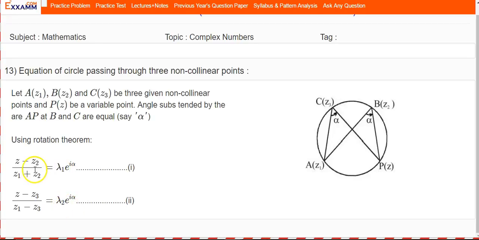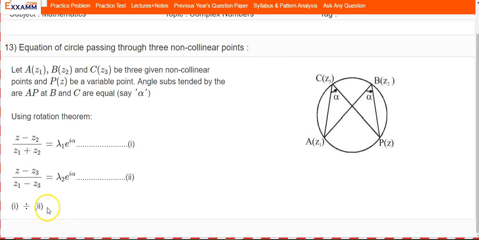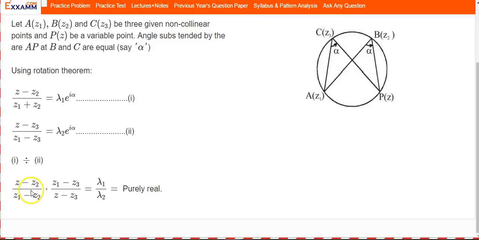Now since we are dividing 1 by 2, what do we get? We get (z minus z2) upon (z1 minus z2) multiplied by (z1 minus z3) upon (z minus z3) is equal to lambda 1 upon lambda 2, which is a purely real number, because these two are moduli. Modulus is always going to be a real number. E to the power I alpha cancels out here.